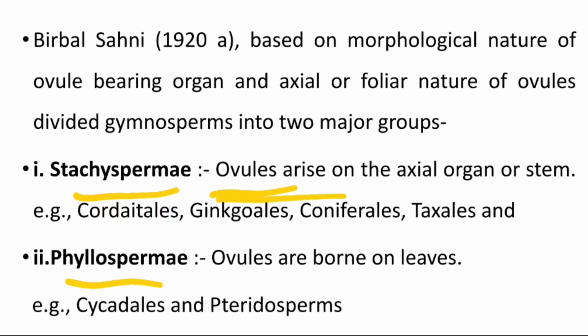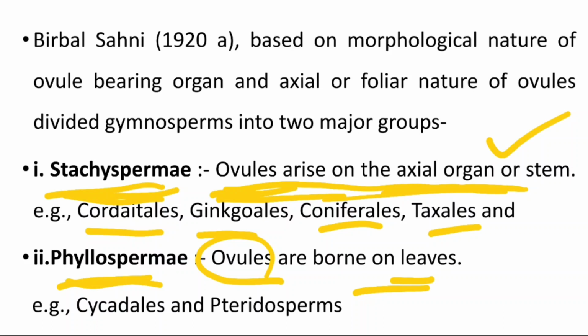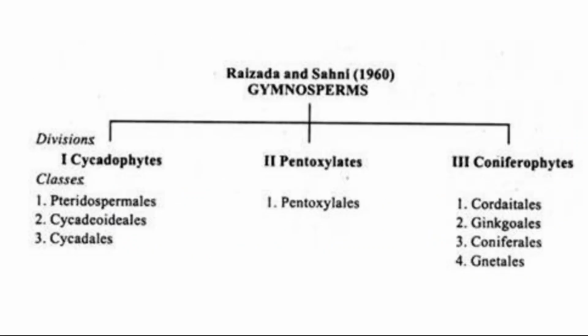Stachyospermae, in which ovules arise on the axial organ or stem, for example in Cordaitales, Ginkgoales, Coniferales and Taxales. And Phyllospermae, where ovules are borne on the leaves, for example cycads and pteridosperms.